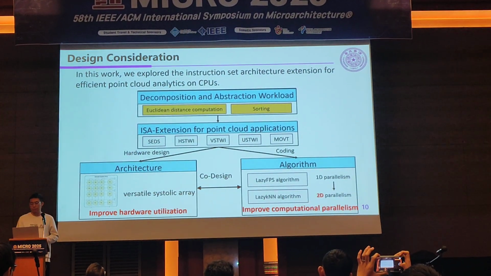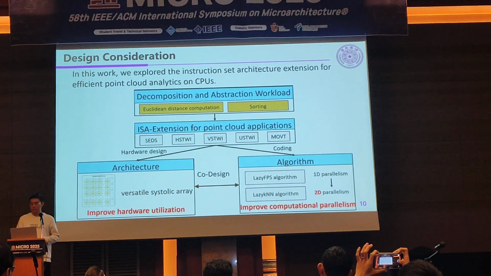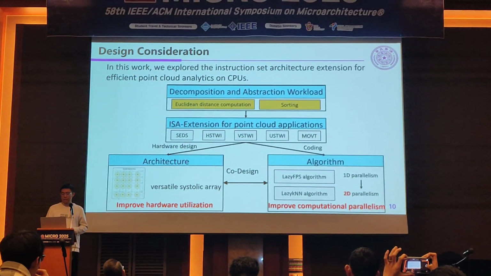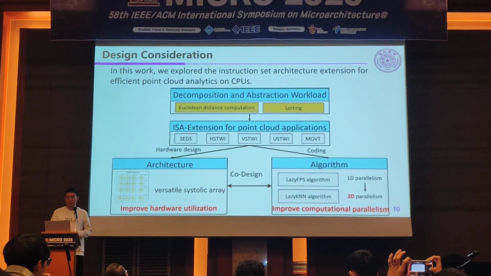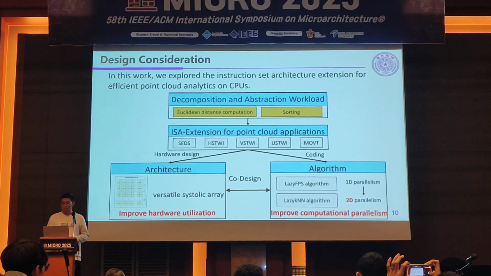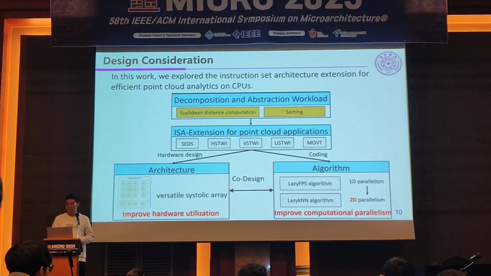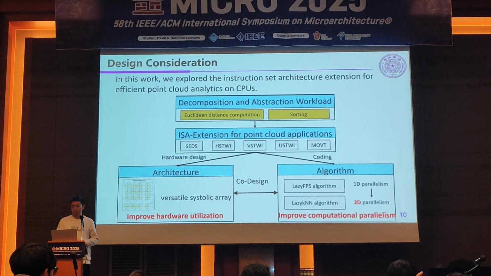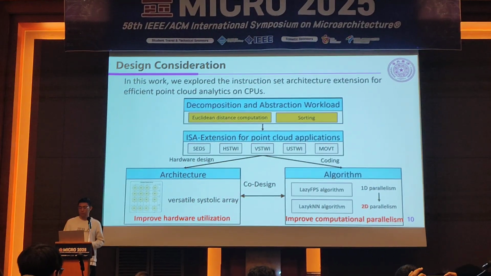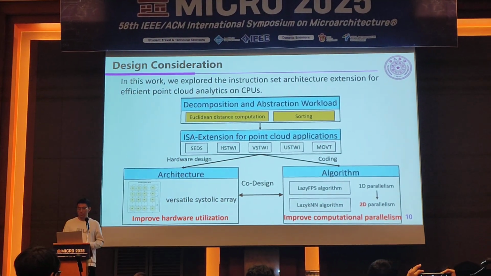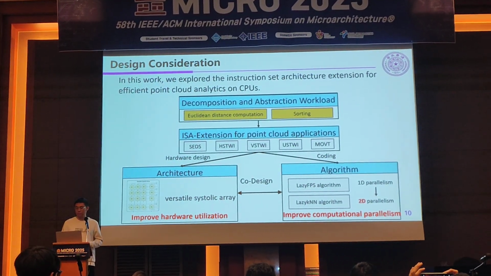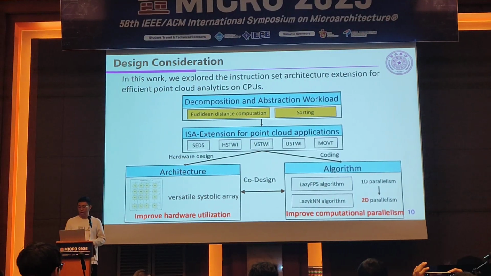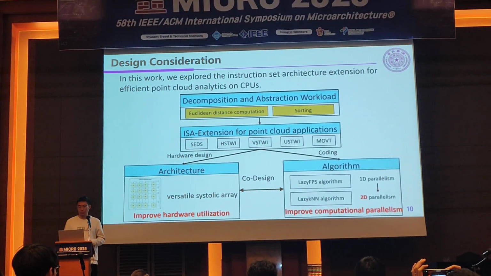So, in this work, we propose ASA, a new instruction set architecture extension for efficient point cloud analytics. On the hardware side, we design a versatile systolic array that supports both matrix operations and point cloud kernels. On the software side, we reshape the algorithm into 2D parallelism form to fully exploit the hardware.